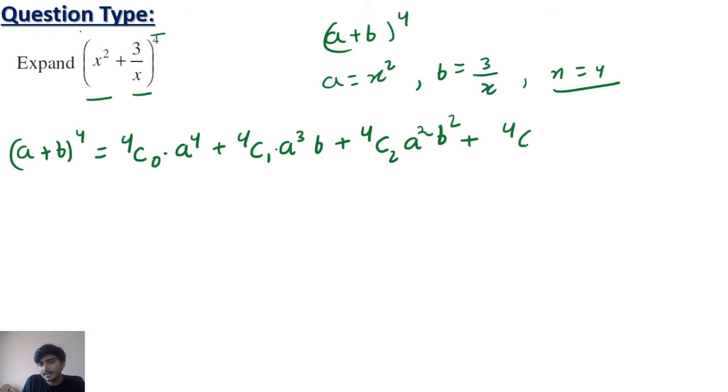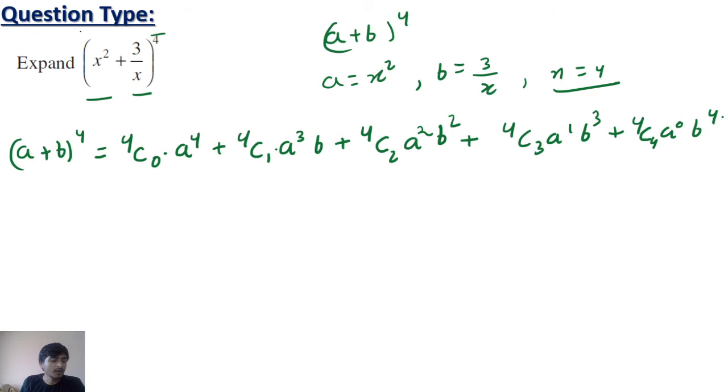Is it clear? Now the next part is substituting the terms. Before that we will do one more thing. We will find the value of these coefficients. We all know that 4C0 is equal to 4C4, that is equal to 1, right? So one thing is clear. Same thing, 4C1 is equal to 4C3, because 1 plus 3 is equal to 4, so that is also equal to 4, right?